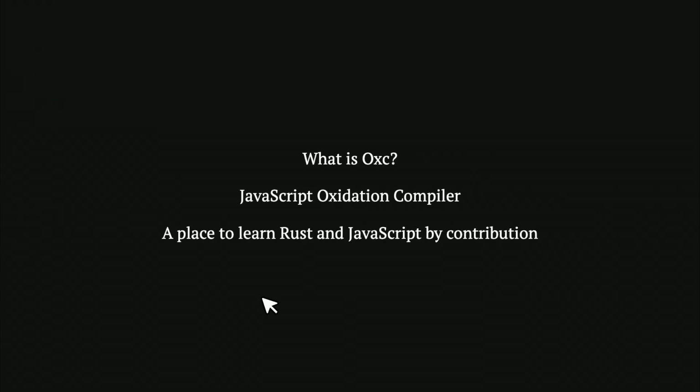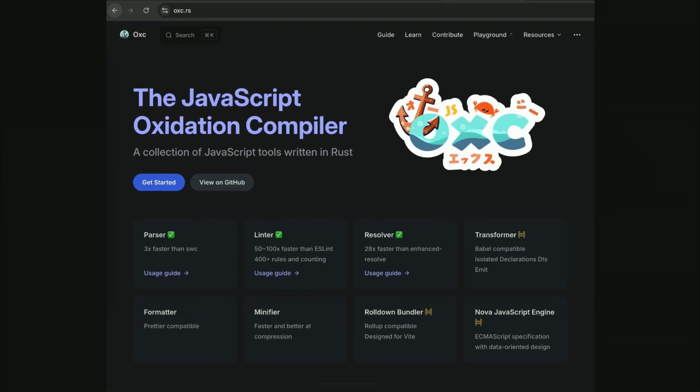So what is Oxc? It is a compiler, and it's also a place where you can learn Rust and JavaScript by contributing to the GitHub repo. The JavaScript Oxidation compiler, you can visit at oxc.rs. It is a collection of JavaScript tools written in Rust. Some parts are standalone, and some parts support other projects.